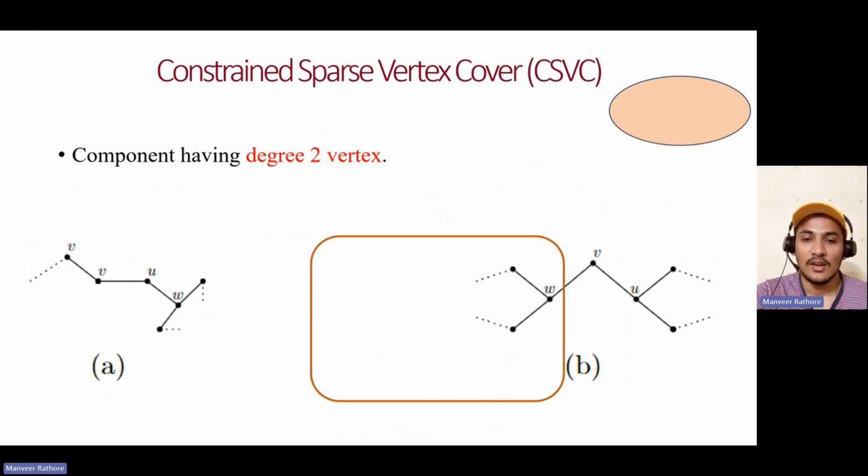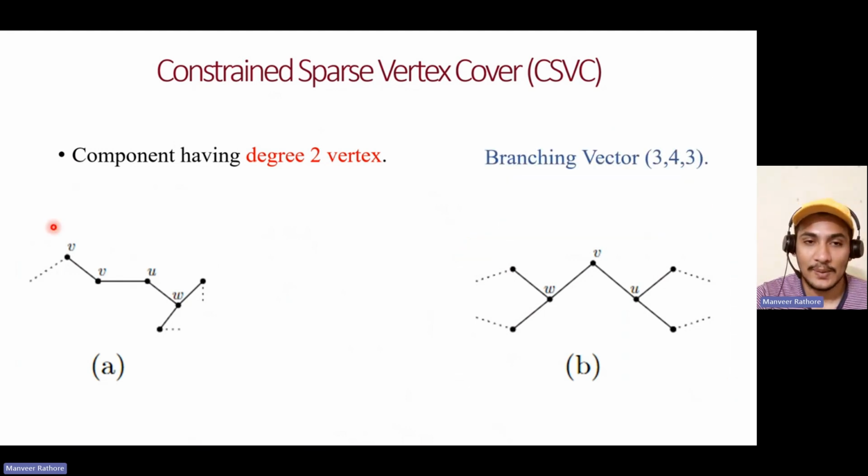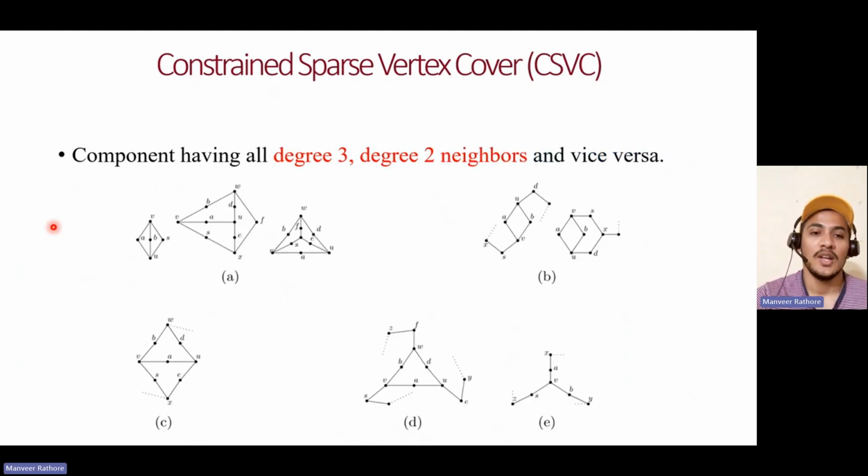And in the second case, if the neighborhood of U in X is less than or equal to the neighborhood of V in X minus 1, then we branch on the neighborhood of W, and if the neighborhood of W is not in the solution, then we pick W and U both in the solution. Detailed explanation for this is in the paper because it's a little complicated case, but you will understand it. It is explained in detail in the paper, so go have a look at it. And so overall, the branching vector for this component having a degree 2 vertex will come out to be 3 comma 4 comma 3.